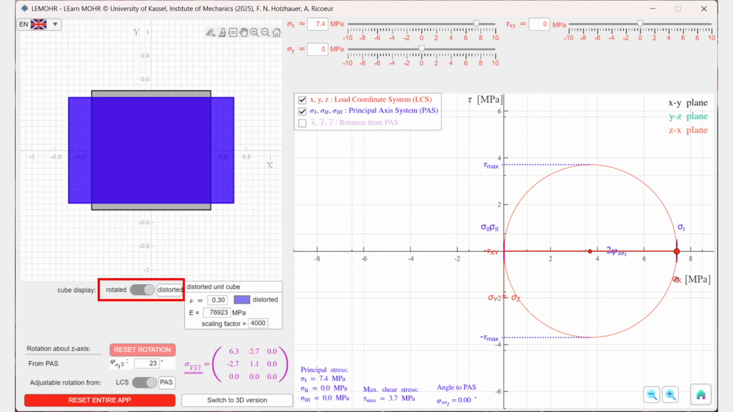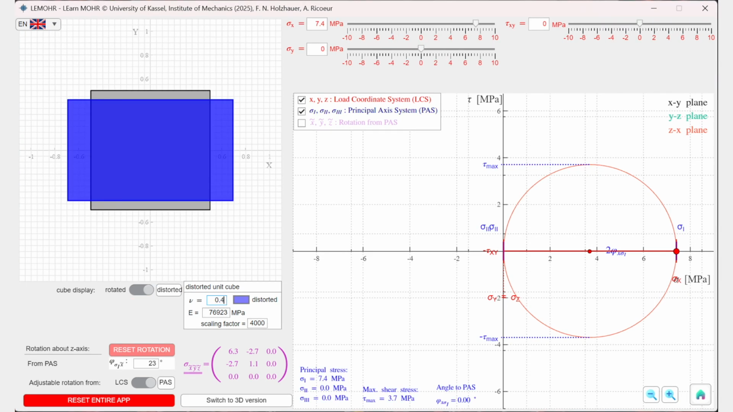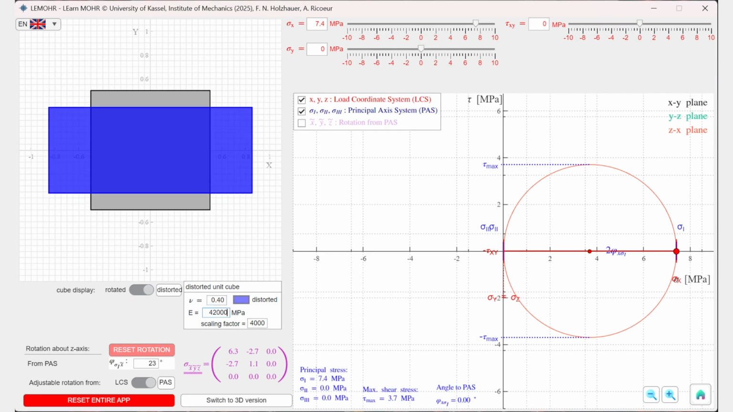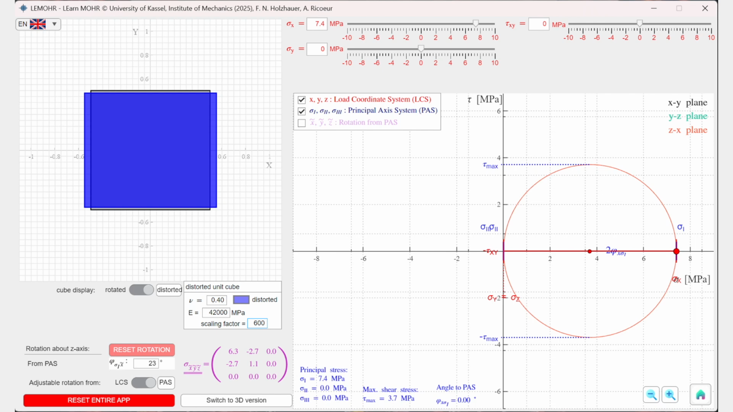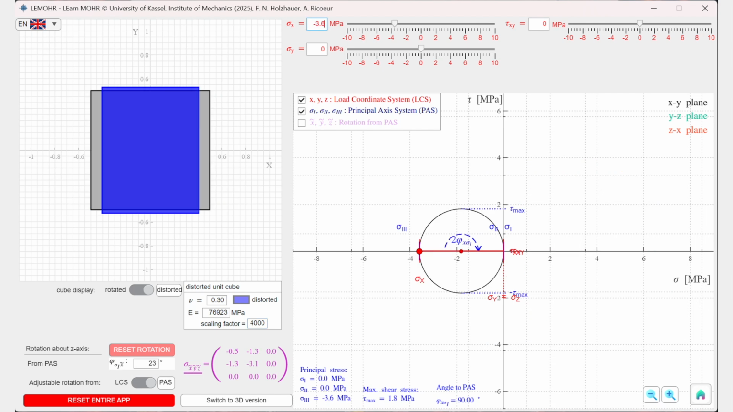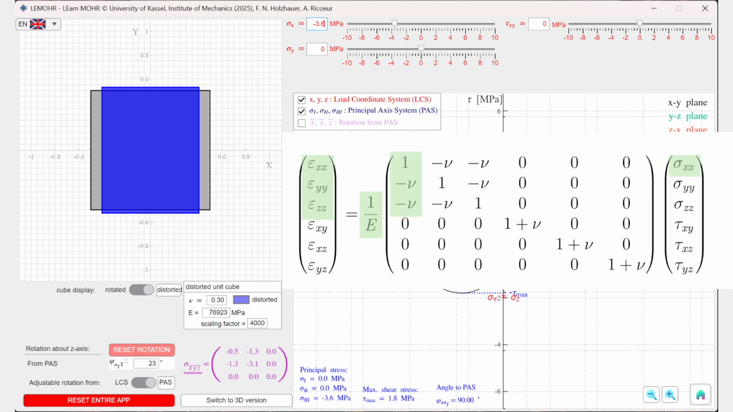Using this switch, LEMOHR displays the deformed shape of the disk based on the material parameters specified here for Poisson's ratio, Young's modulus, and the scaling factor. If the uniaxial normal stress is negative, the disk deforms accordingly, as shown here. This demonstrates that a stress acting along one axis leads to strains along multiple axes.